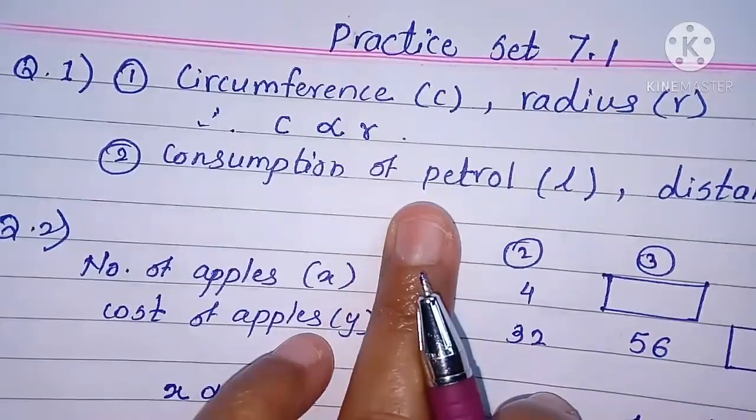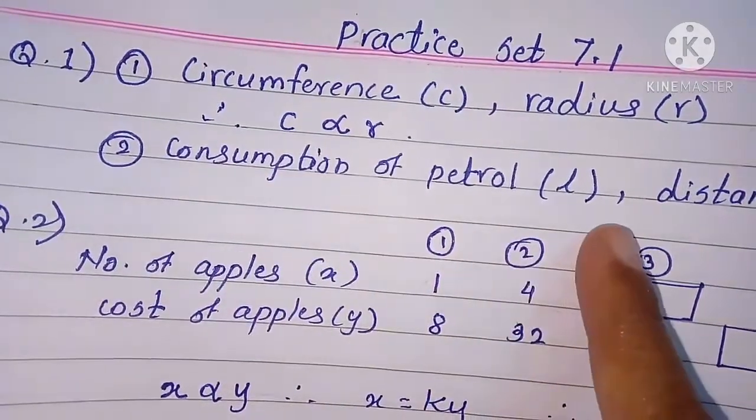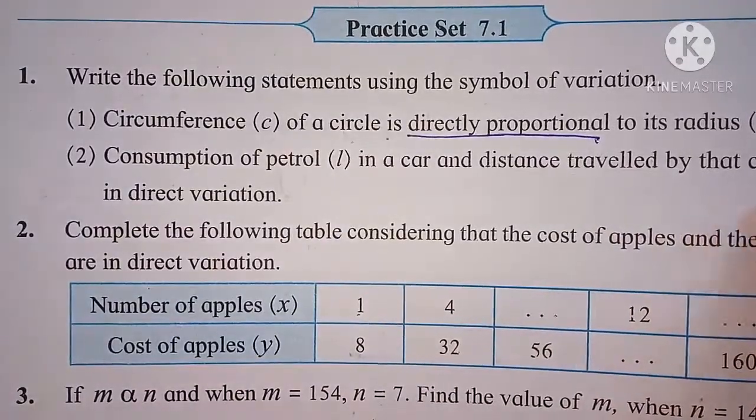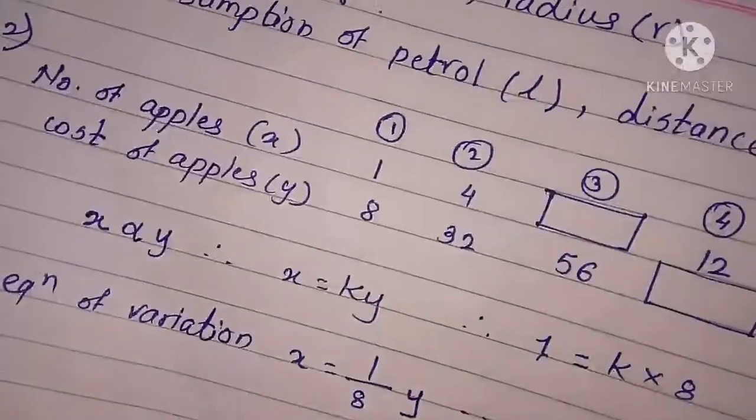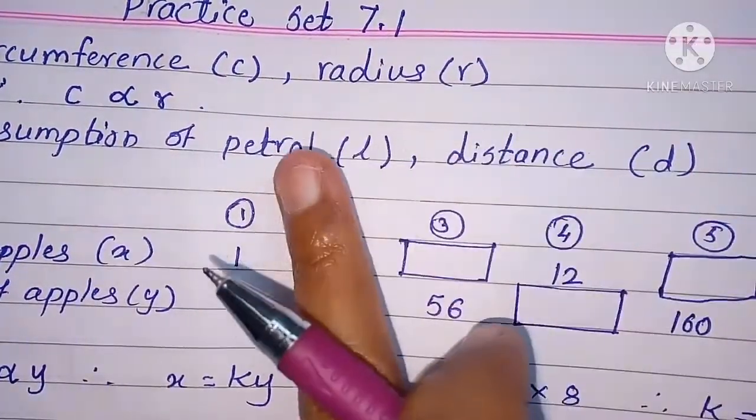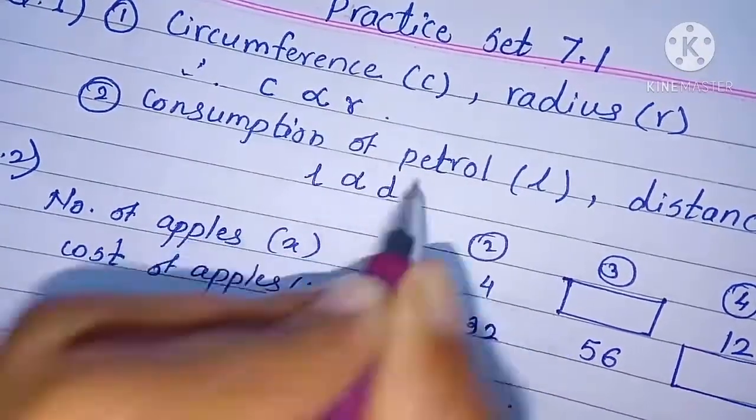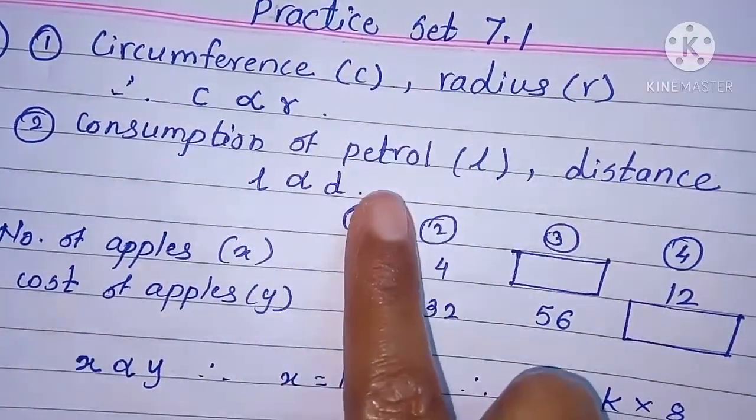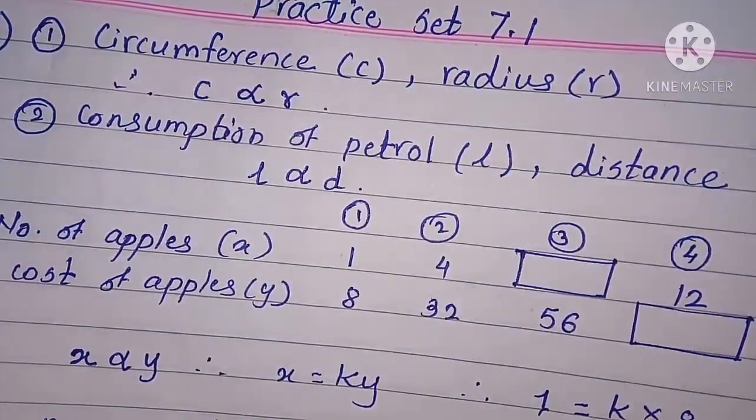Now second example. Consumption of petrol L, in liters, in a car and distance traveled by that car D are in direct variation. So consumption of petrol L and distance D, symbols are given here. So L is directly proportional to D. This one is the first question. 2 examples, 2 problems, very easy. Half mark or 1 mark for each example, very easy questions.